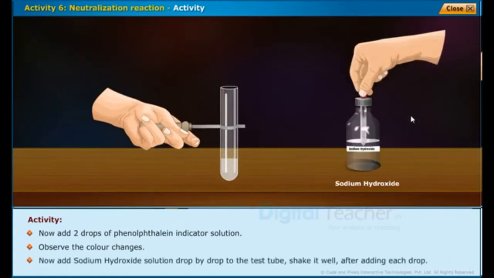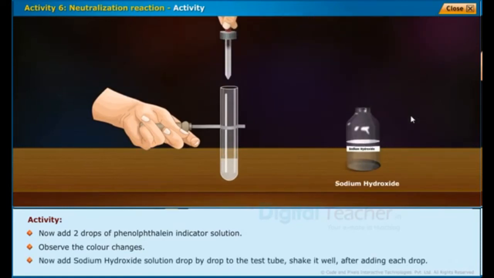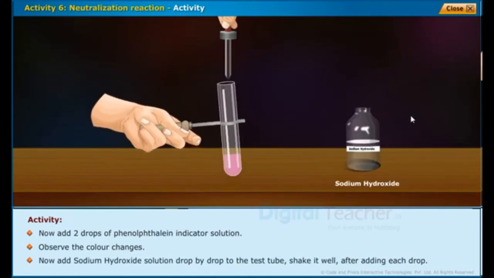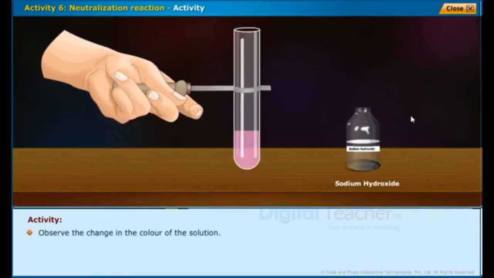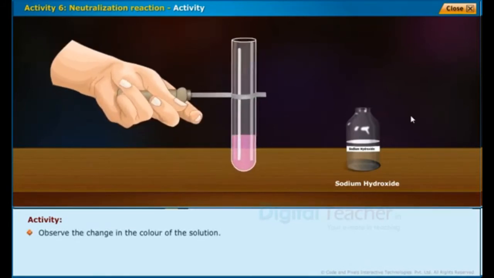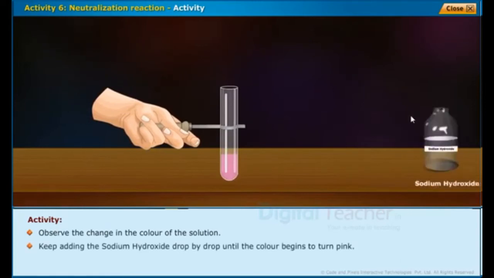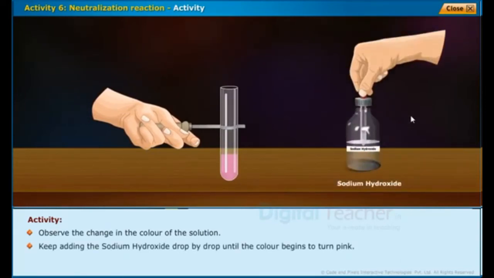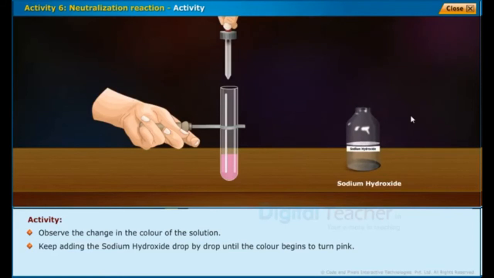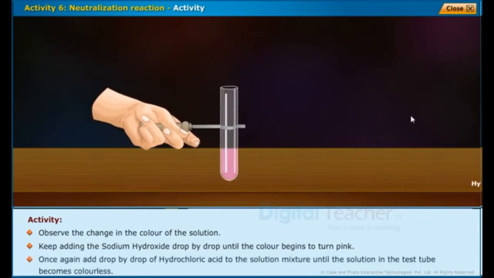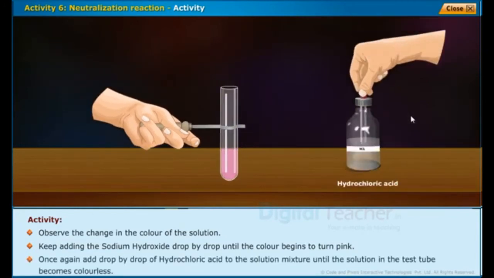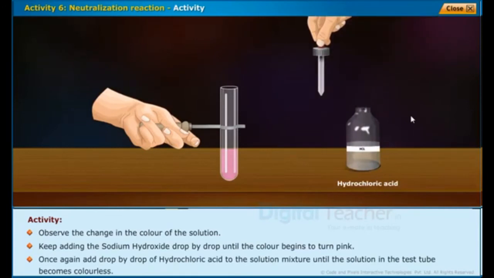Now add sodium hydroxide solution drop by drop to the test tube. Shake it well after adding each drop. Observe the change in the color of the solution. Keep adding the sodium hydroxide drop by drop until the color begins to turn pink. Once again, add hydrochloric acid drop by drop to the solution mixture until the solution in the test tube becomes colorless.